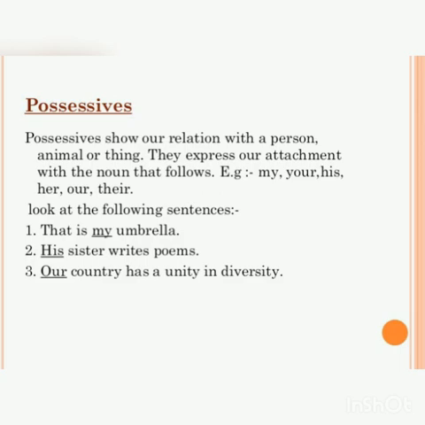Now look at the following sentences. That is my umbrella. So you can easily make out that this umbrella belongs to me. So that is my umbrella. His sister writes poems. Our country has a unity in diversity. So now you understand that possessives are those words which show a relationship of the noun with a person, place or thing.